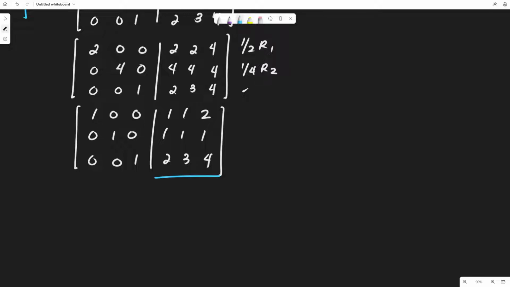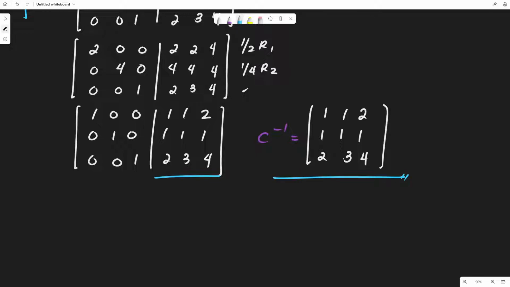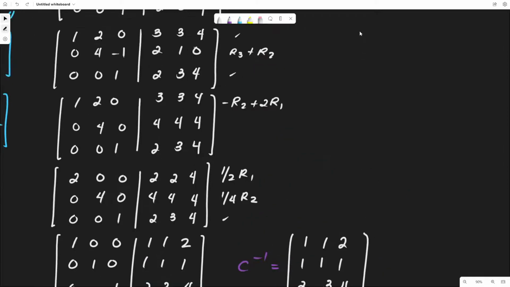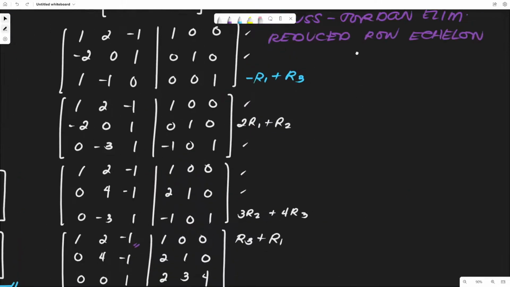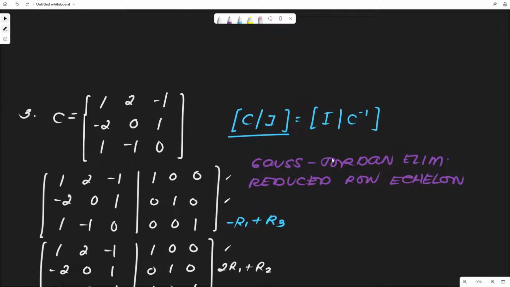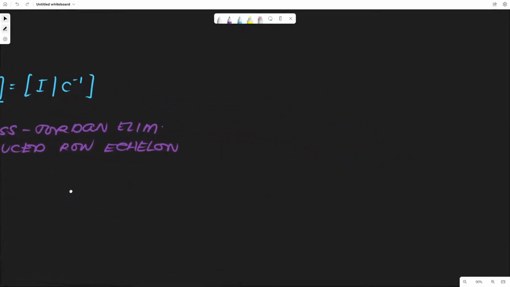This part here is our inverse. So, therefore, C inverse, or C raised to -1, is equal to 1, 1, 2, 1, 1, 1, 2, 3, 4. So that's how you do it for 3x3. It's a medyo lengthy process, but easier compared to the formula-based method, because you still need to get the cofactors of the 3x3, which is kind of tedious and confusing. That's why I prefer using this in solving the inverse of a matrix.